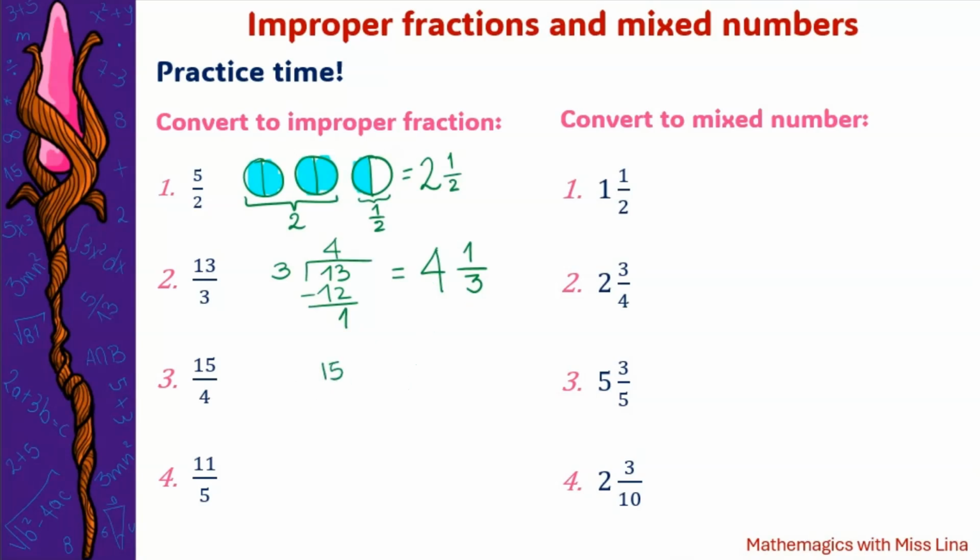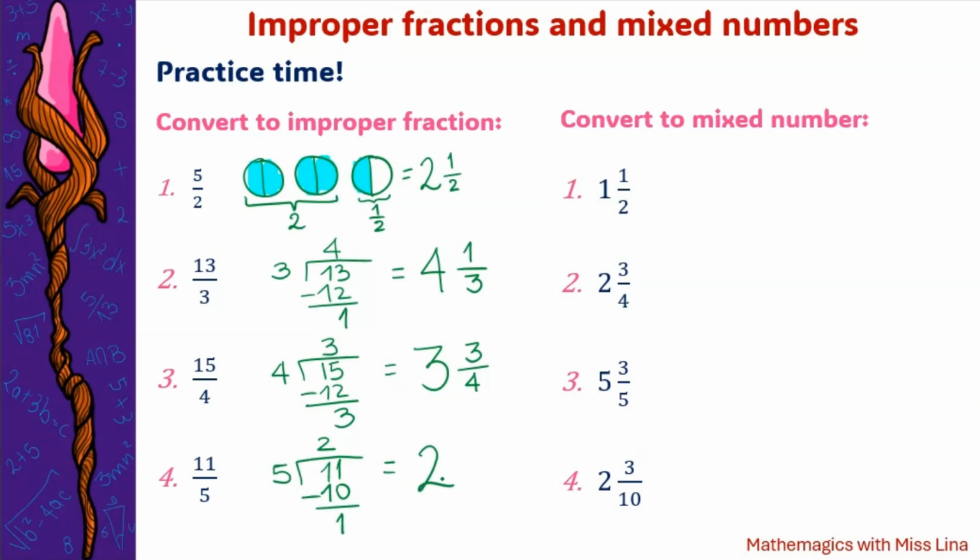I'll do the division for the next ones too. 4 times 3 is 12, and the remainder is 3. 3 wholes and 3/4. And finally, 11 divided by 5. It's 2. 2 times 5 is 10. We subtract and get 1. So this is 2 wholes, the result, 2 wholes, the remainder at the top, and 5. 2 wholes and 1/5.